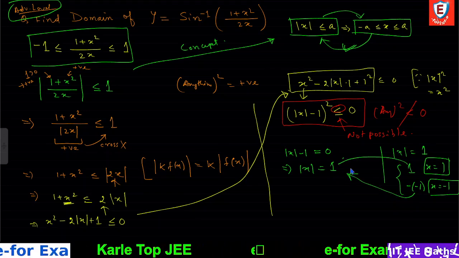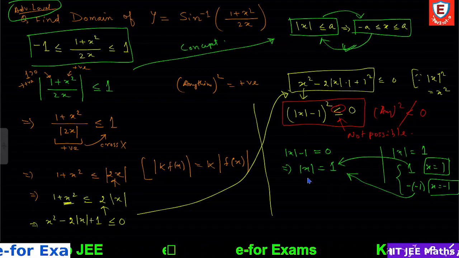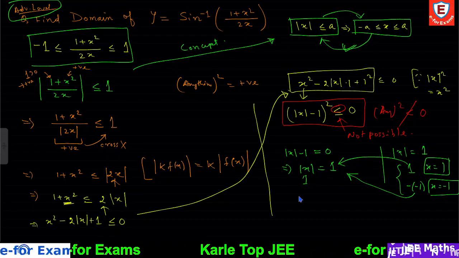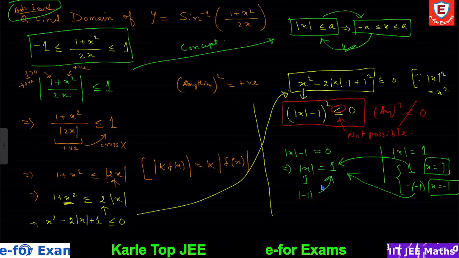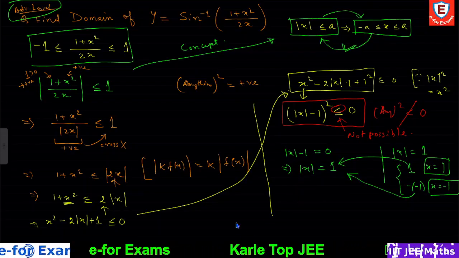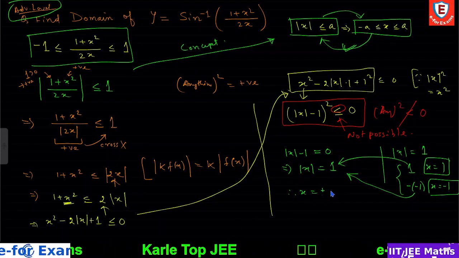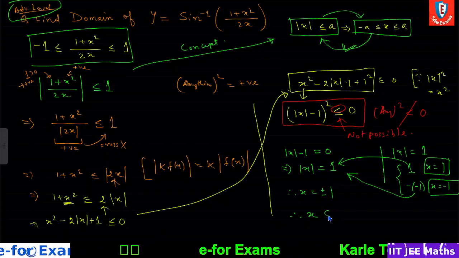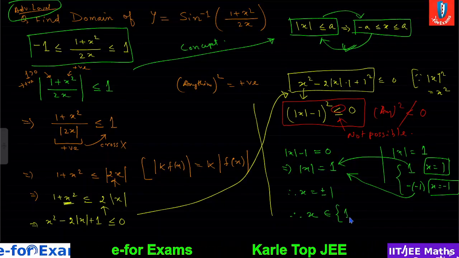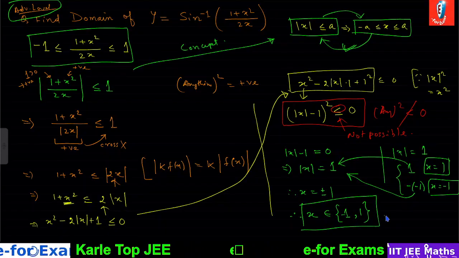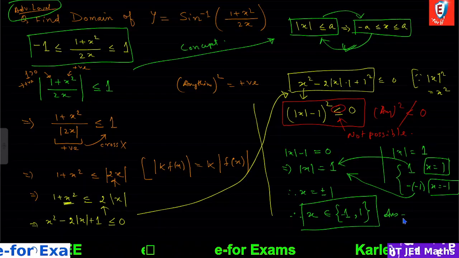Right? If x is equal to 1, the answer will be 1. If x is equal to 1, mod 1 is 1, and mod of minus 1 is also 1, right? So x will be either 1 or minus 1. Therefore x will be plus minus 1. Therefore x belongs to the discrete set {minus 1, 1}. This is the solution. This is a very important question.